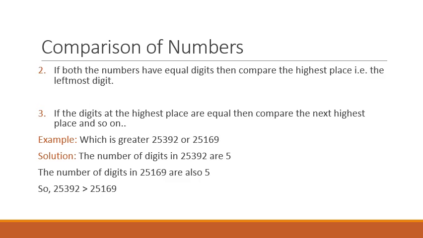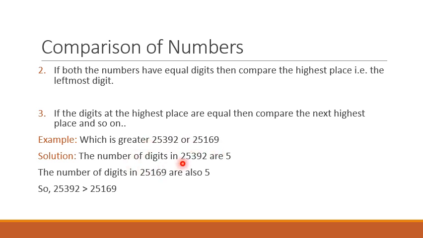Now if both the numbers have equal number of digits, then what we should do? We then compare the highest place digit, that is the leftmost digit of the two numbers. If the highest place digits are equal, then we compare the next place and we keep on following this process till we get a difference between the two. Let's see with an example which of the following is greater.